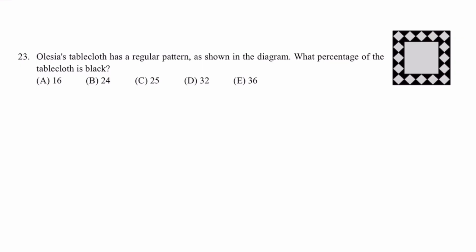Okay, welcome back guys. We are working on Kangaroo 2017 exam again, and this time we are doing question 23. We're talking about a tablecloth which has a regular pattern as shown in the diagram. What percentage of the tablecloth is black?